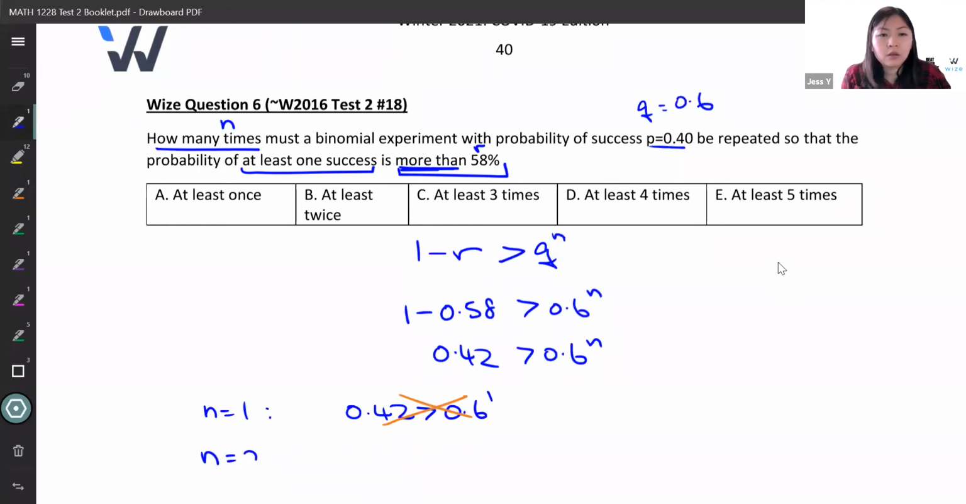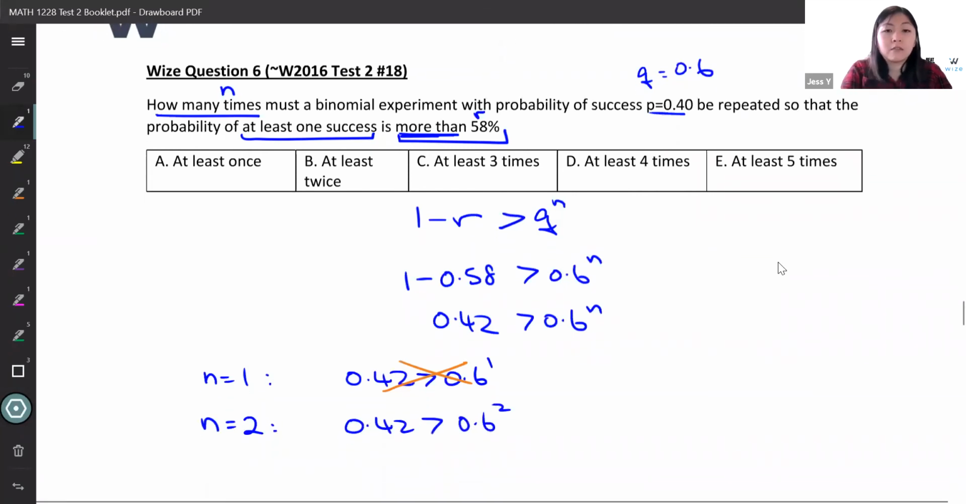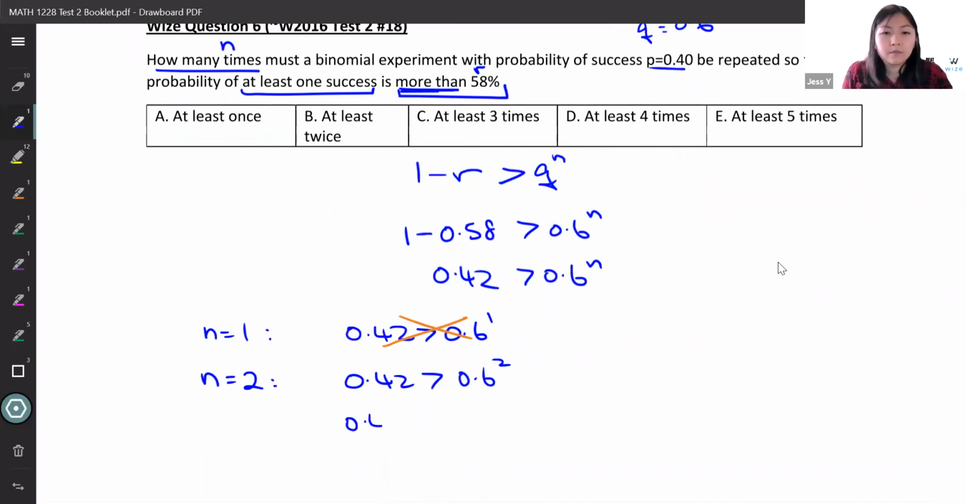Let's move on to n equals 2. 0.42 is greater than 0.6 to the power 2. Let's see if that is true. 0.6 to the power 2, well, 0.6 times 0.6, that's 0.36. Oh, that's true, right? 0.42 is bigger than 0.36. So yay, that's our answer. N has to be at least 2. So the answer is at least twice, and that's it.